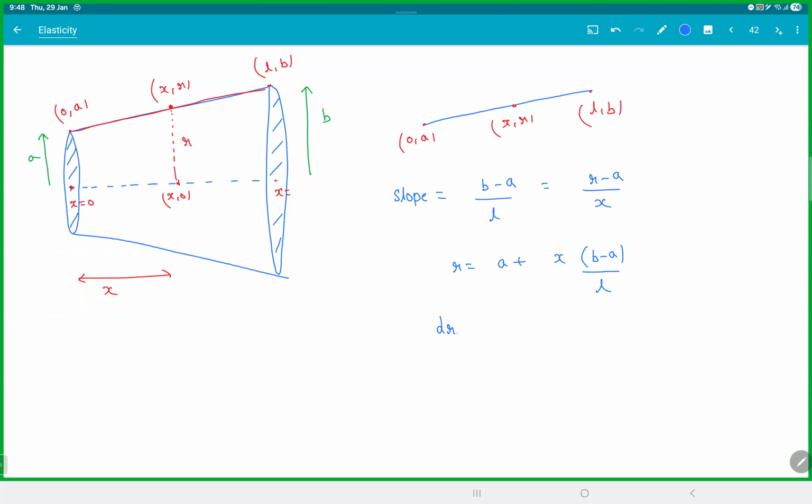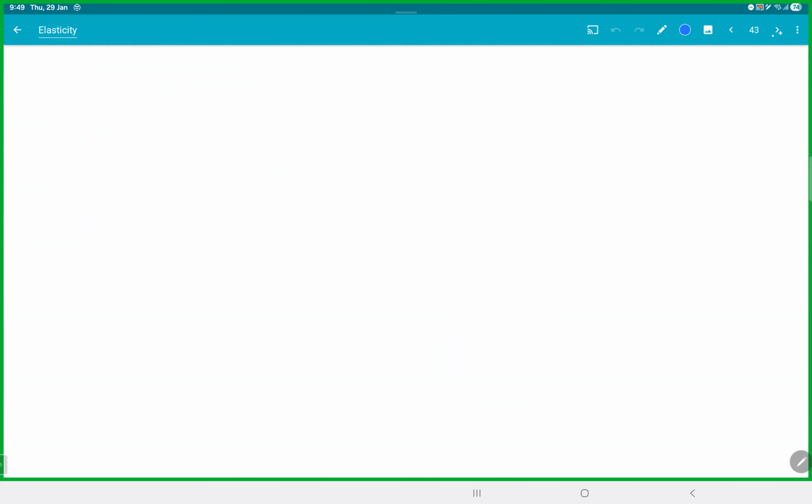So from here we'll get dr. If you differentiate on both sides, it will be dr equals dx into (b minus a) by L. So we get dx will be L into dr by (b minus a). This is the relation between dx and dr. And be careful, dx is the horizontal length, dr is the vertical thing. That means every time you walk dx distance, radius will change by dr. Is this thing clear, everyone? That is the first part. We found r in terms of x.